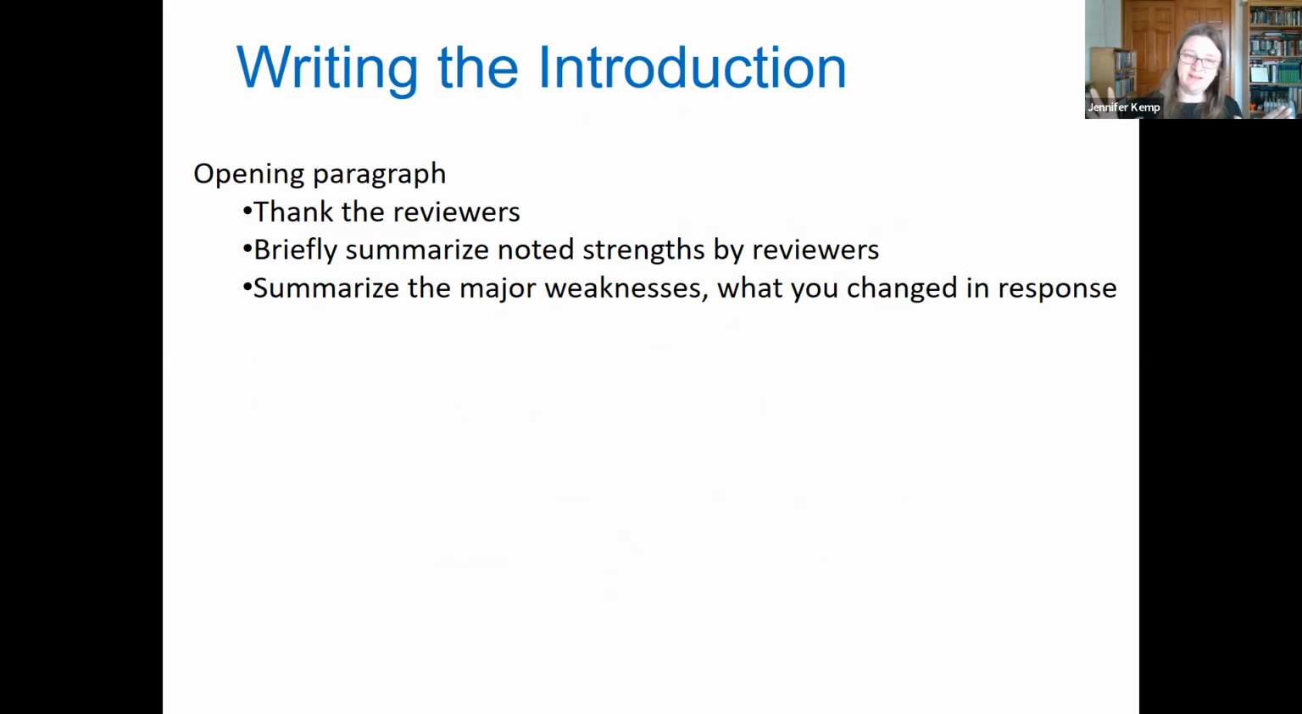So when you're writing this introduction, this all important one page, which I think is almost as important as your specific aims page, it's a page you need to spend a lot of time on.